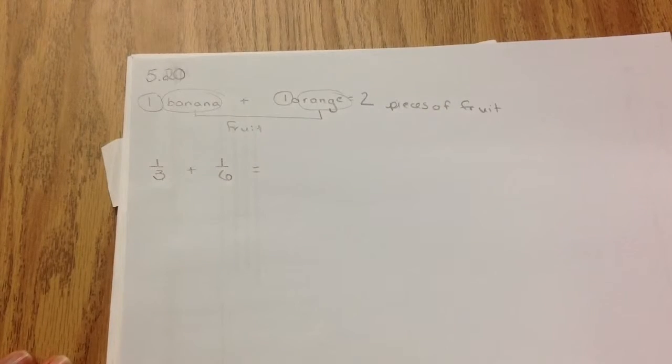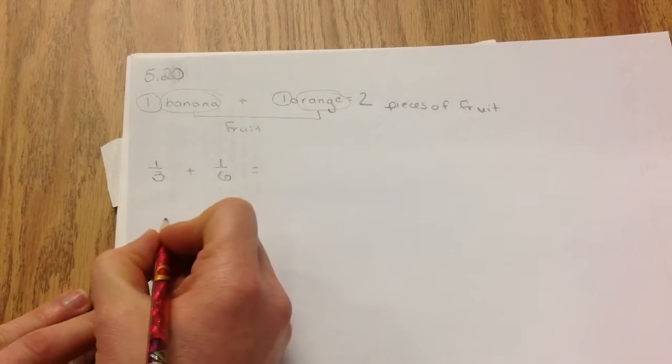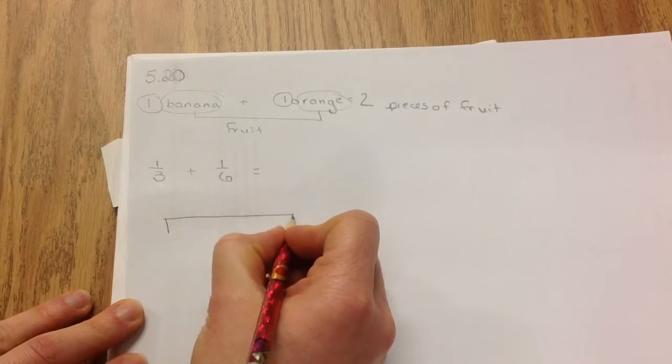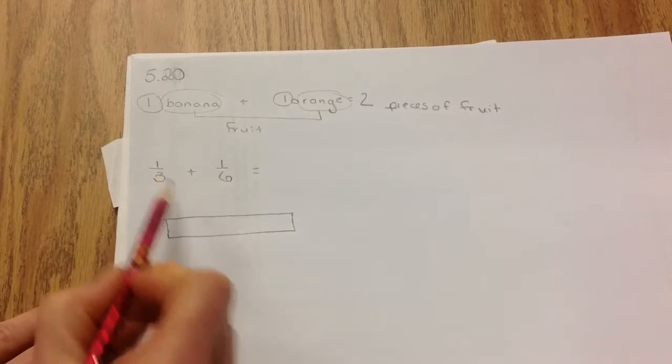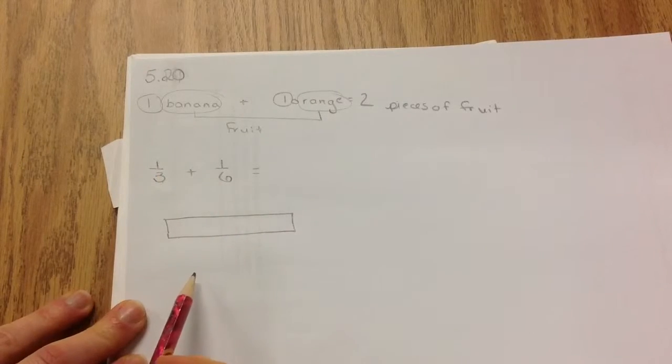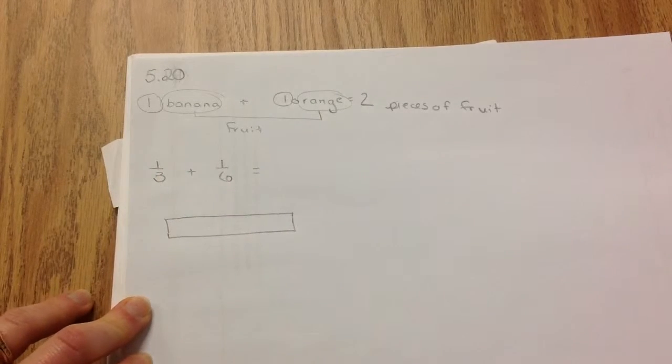But what we're going to do is use some tape diagrams so we can represent it and you can see what it looks like. So everybody draw two tape models, one on top of the other. Make one 1/3 and make one 1/6. Pause while you do this.